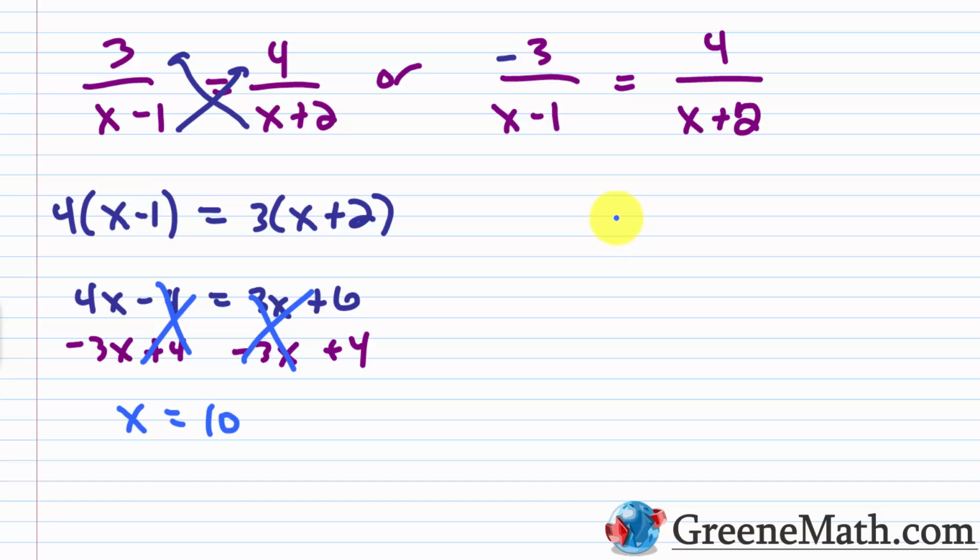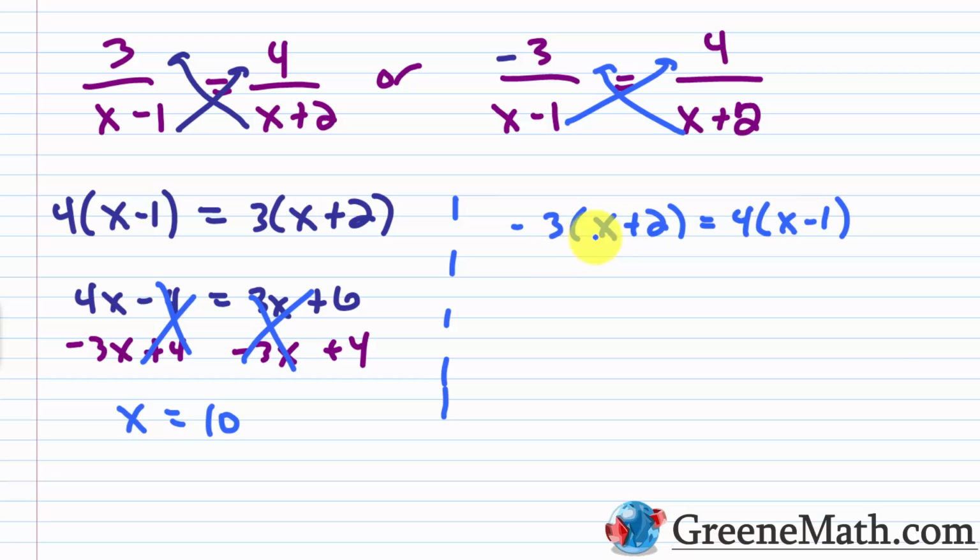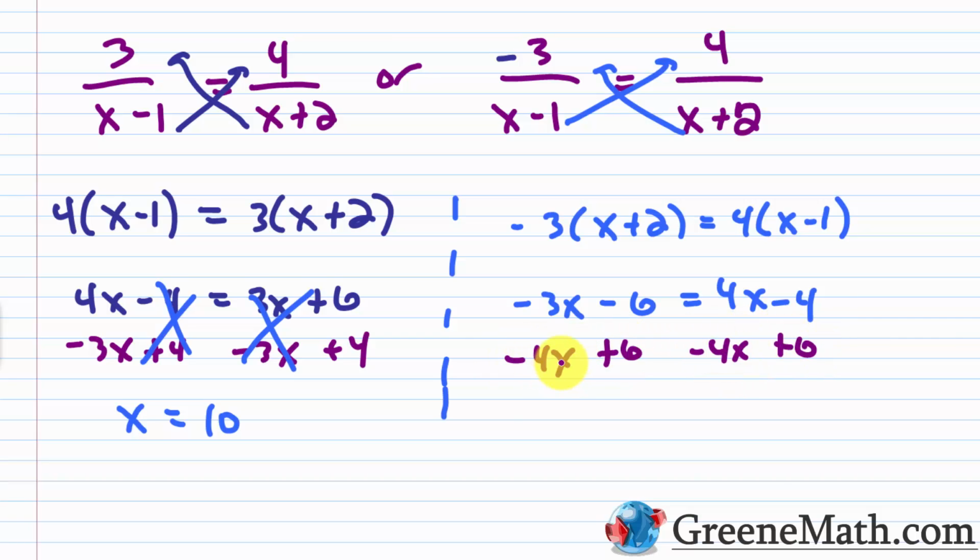Then over here, let me cross multiply. So you'd have that -3 times the quantity x plus 2 is equal to 4 times the quantity x minus 1. -3 times x is -3x. -3 times 2 is -6. This equals 4 times x, which is 4x. And then 4 times -1 is -4. Okay, so let me add 6 to both sides of the equation. Let me subtract 4x away from both sides of the equation.